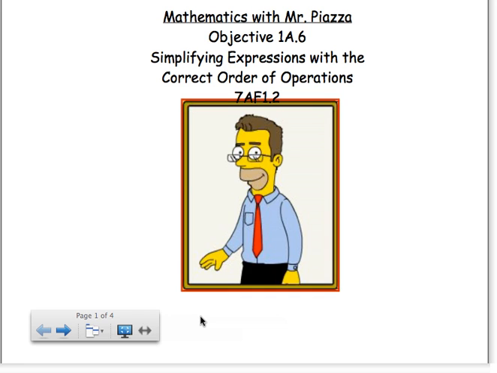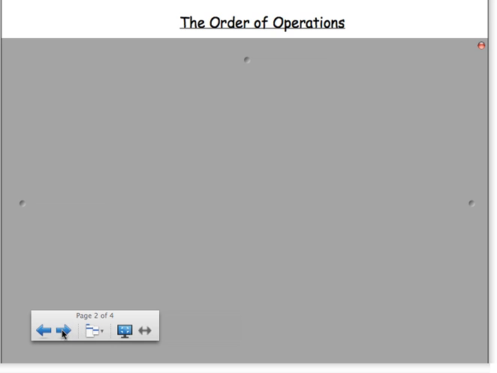Hey there, Kipsters. We're looking at Objective 1.8.6, simplifying expressions with the correct order of operations. This is Standard 7 AF 1.2, an important one that you've seen in previous years, but definitely will see on the CST. We're going to start by reviewing the correct order of operations, and the reason I want to do that is because you've seen two different ways, probably in your lifetime.